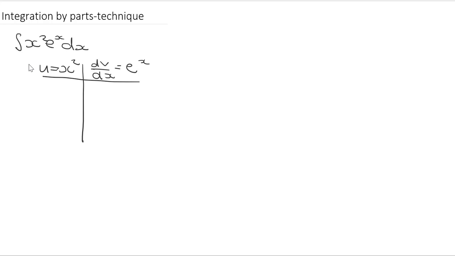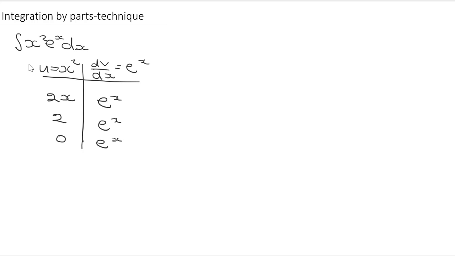We are going to choose u so that when we differentiate u repeatedly, the function disappears. So the first differential of u is 2x, the second differential of u is 2, and the third is 0. On the right hand side we are going to integrate dv by dx until we stop differentiating x squared. So this becomes e raised to the x, e raised to the x, e raised to the x. That's integrating 3 times.